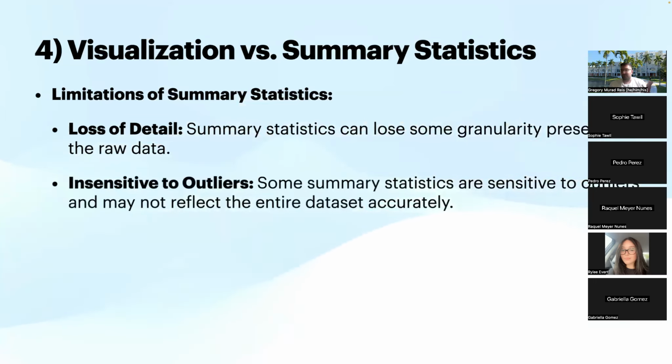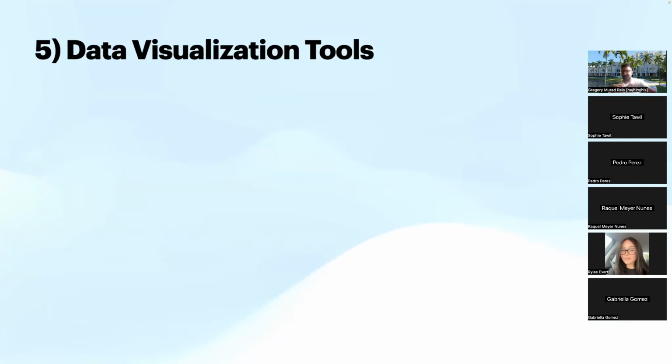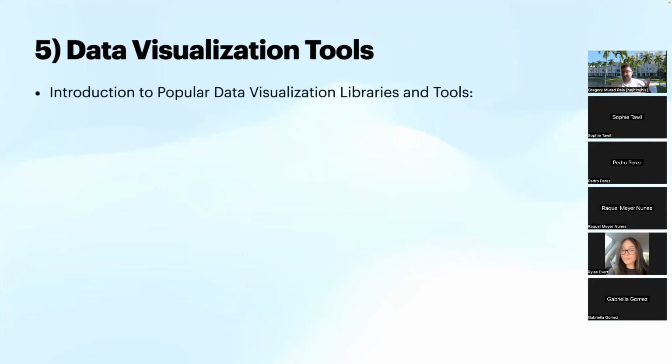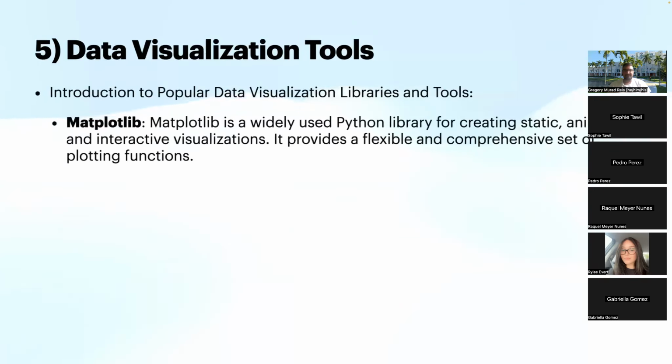It's insensitive to outliers, as I just mentioned, right? The outliers might be mixed with the other numbers, so they might interfere with the overall average and the standard deviation. So summary statistics might be sensitive to the outliers depending on how you collect the data.